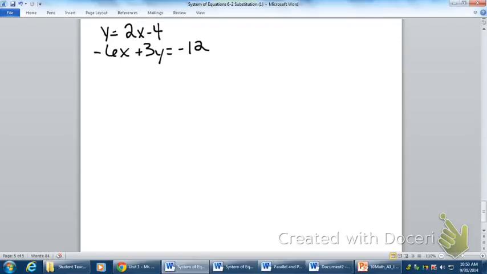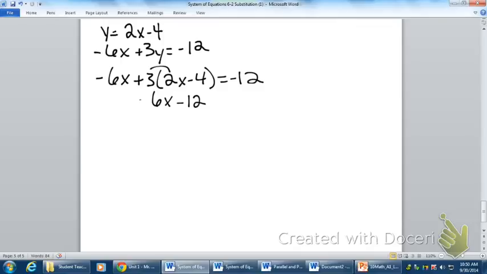Okay, so we have y equals 2x minus 4. Since it's already in y equals form, let's just plug that equation, 2x minus 4, in for y. That's all I'm going to do. Make sure when you do this that you use parentheses though, okay? Now, when you distribute that, it's going to give you a 6x minus 12 plus a negative 6x is equal to negative 12.